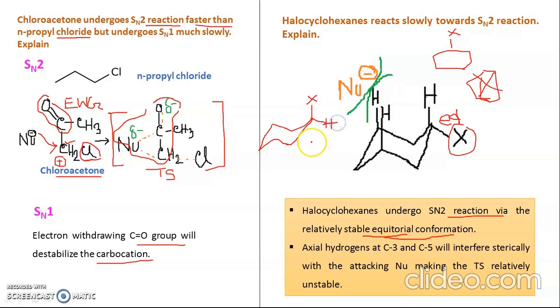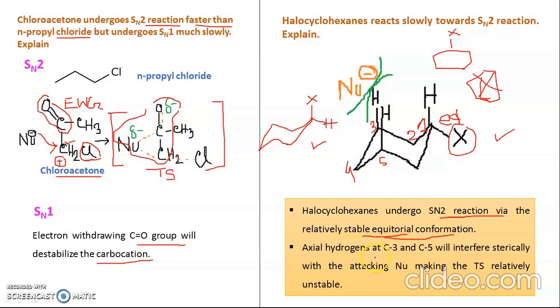Now if you compare this structure with this structure, the equatorial one is relatively stable, and that always undergoes SN2 reaction. So that is why I have drawn only that. Now there are 2 hydrogens at the 3 position and 5 position. So suppose if it is position 1, this will be 2, 3, 4 and 5.